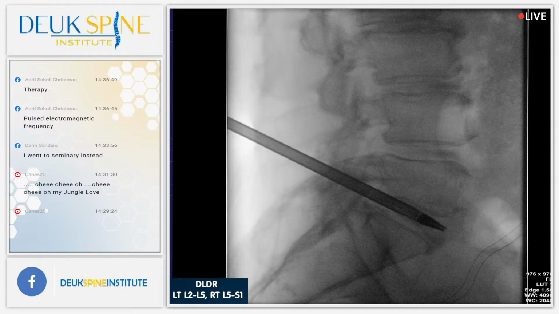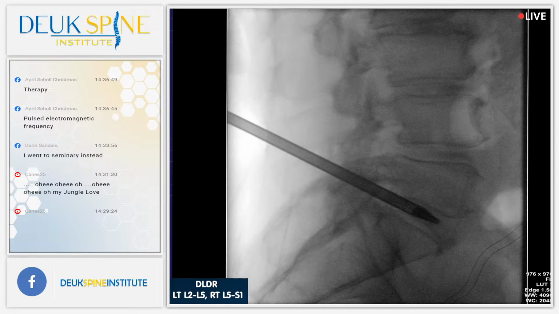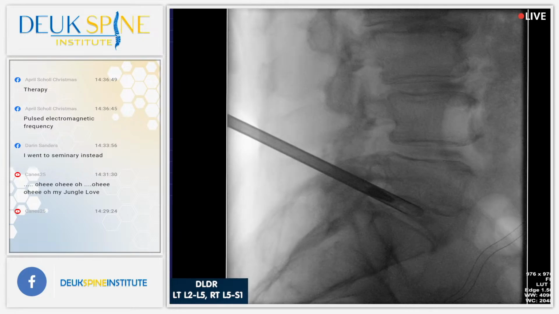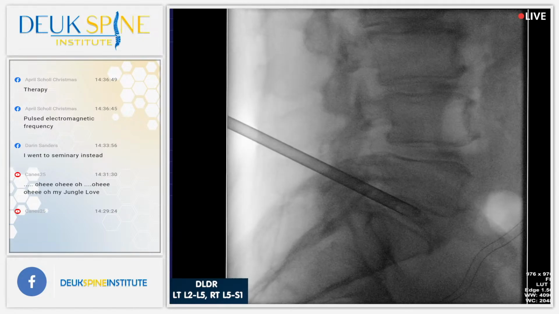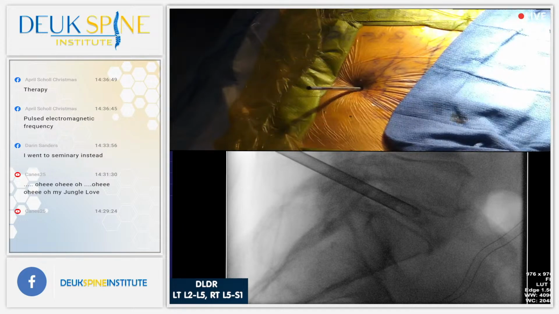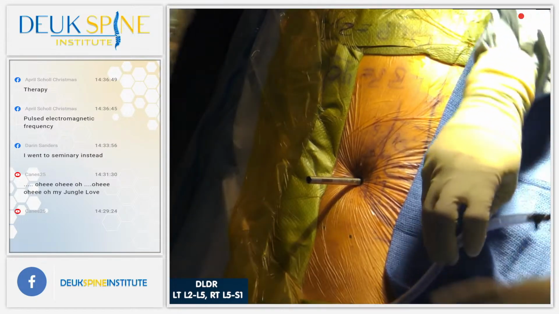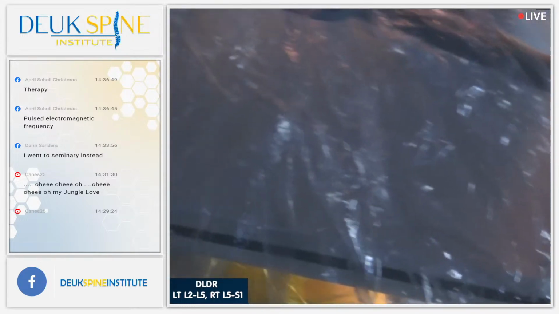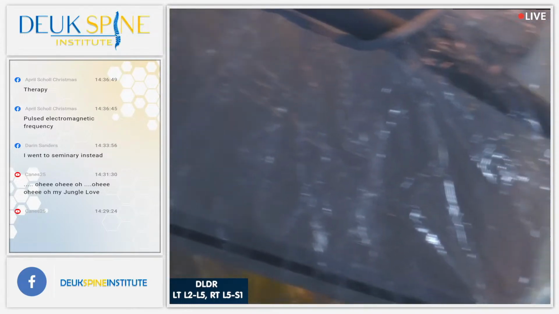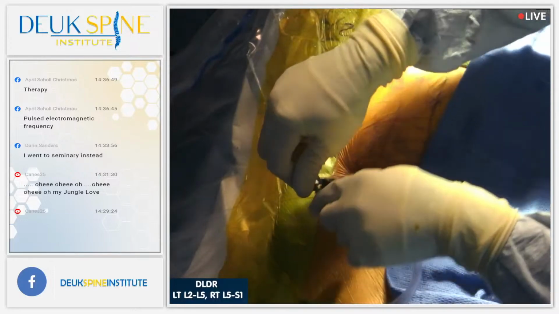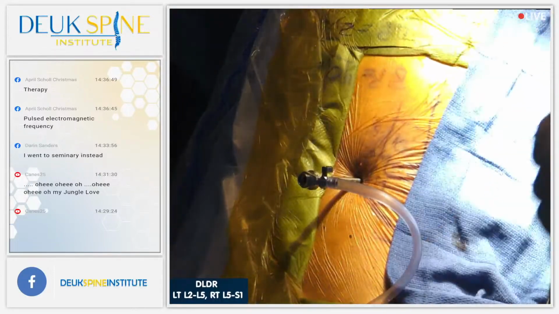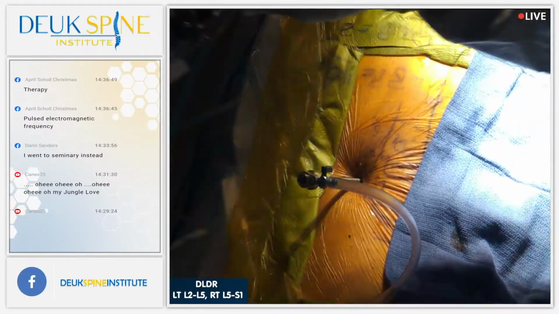Let's see where we are. Well, there's a lot of abnormal bone here. Okay, we're good. It's pushing me laterally, so we're going to have to see where we are. I don't know if we're able to get into the disc. We're definitely on the side of it, and we're definitely near it, so we'll see. Endoscope on.